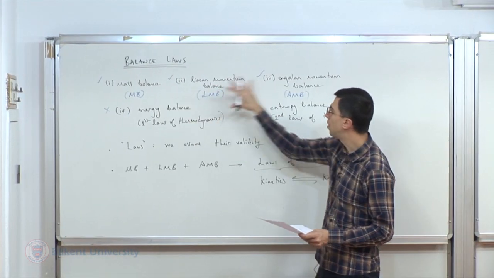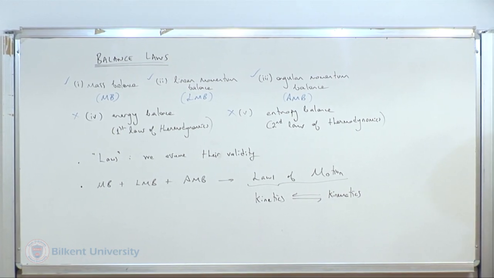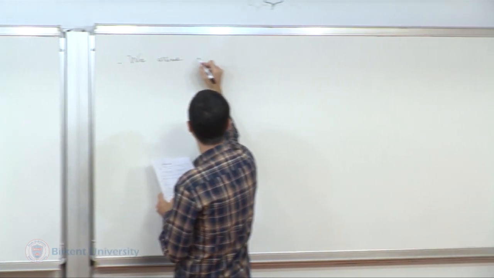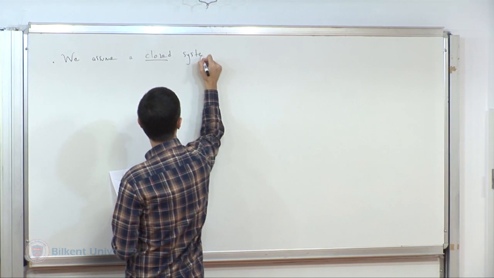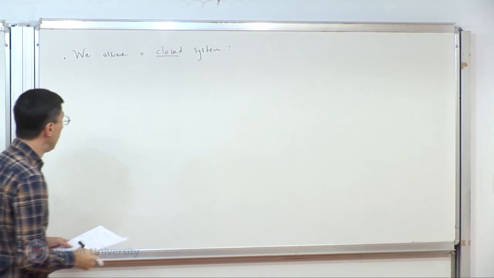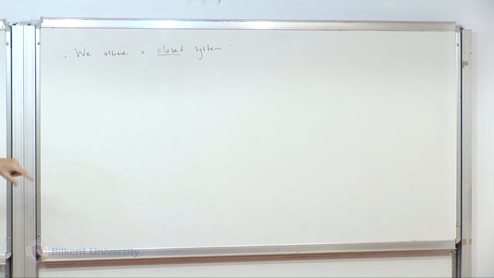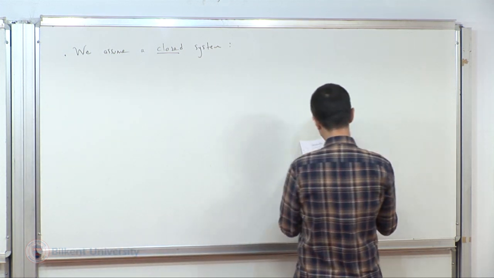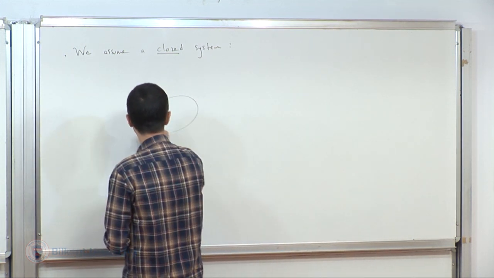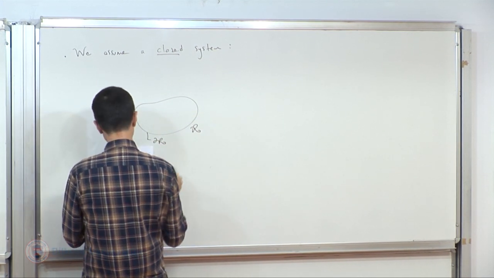OK, so now let me begin with a few remarks on the common limitation of the presentation that we're going to follow, and that is that we're going to assume a closed system. Okay. A closed system, right? Remember, we have a spatial configuration, and I draw an object. It has a boundary around it, right? This is our reference configuration, R0, the boundary del R0, right?